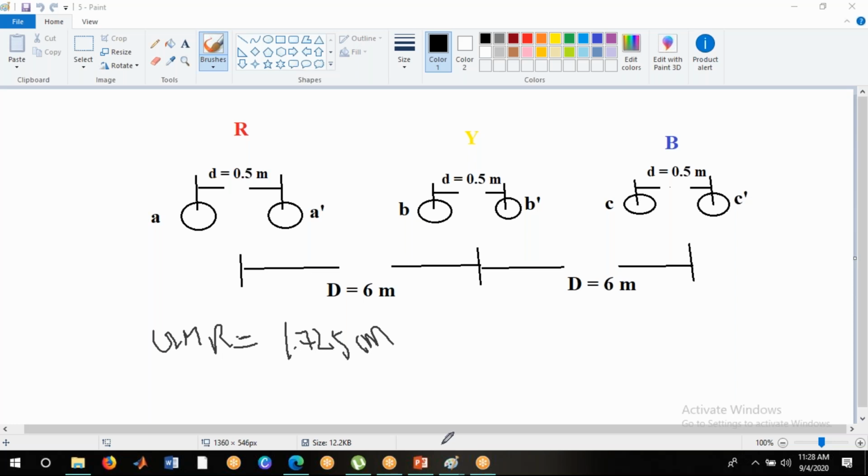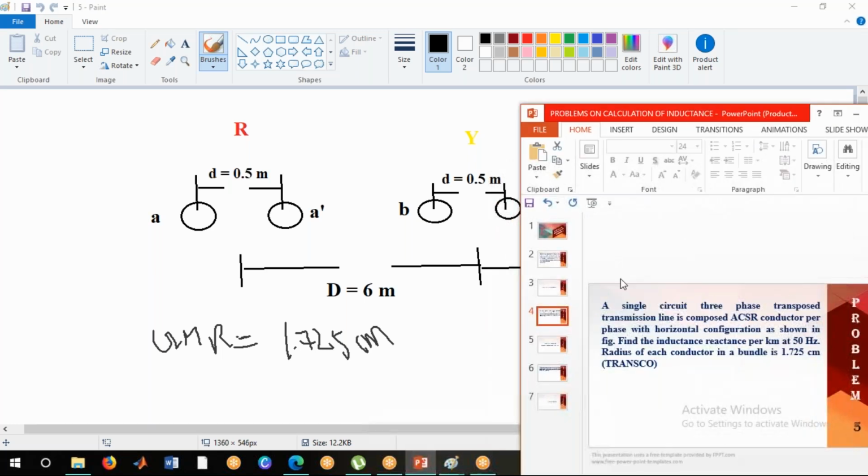So what they asked in the question, what we have to find? We have to find that inductance reactance per kilometer at 50 Hz. Radius of each conductor in a bundle is 1.725. That is the GMR value. Okay, now we will find that one by one.